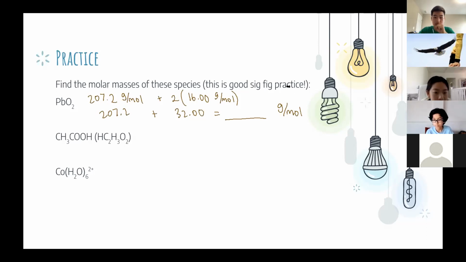$239.2. Yeah, in this case, you would want to go to the tens place because between 207.2 and 32.00, the less accurate one is 207.2, right? And that goes to the tens place. So you want your answer to go to the tens place. Yeah, so 239.2 grams per mole.